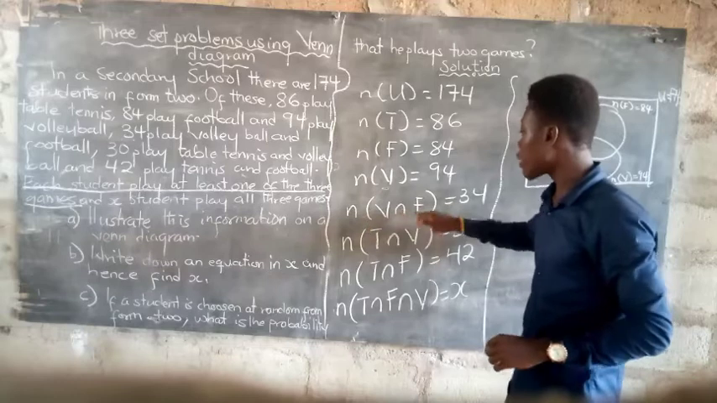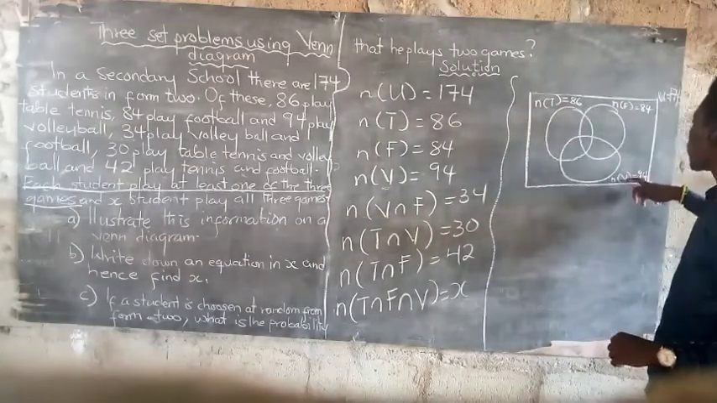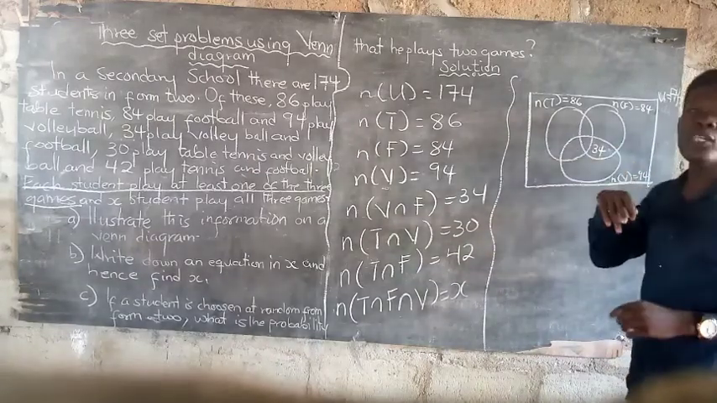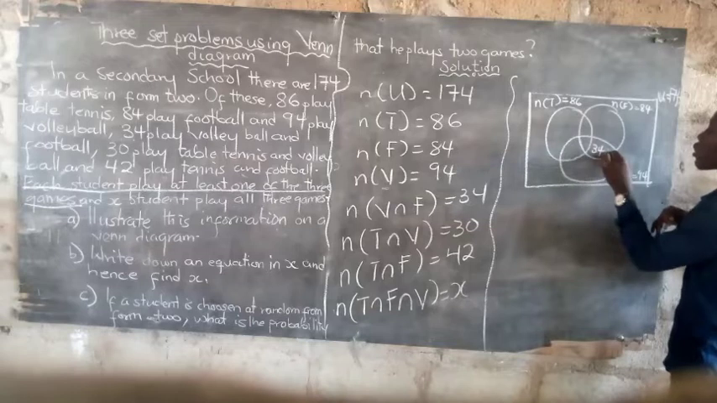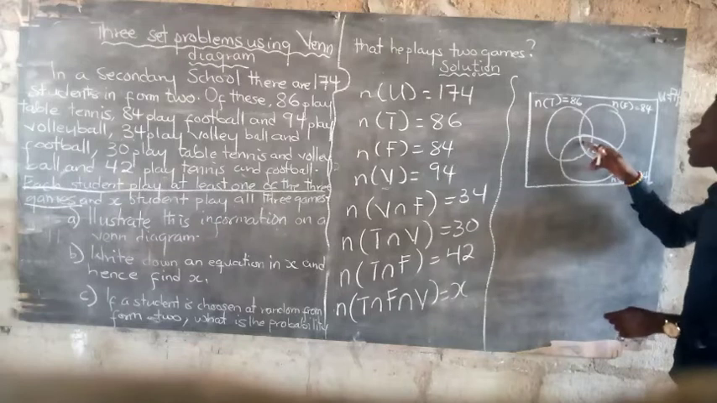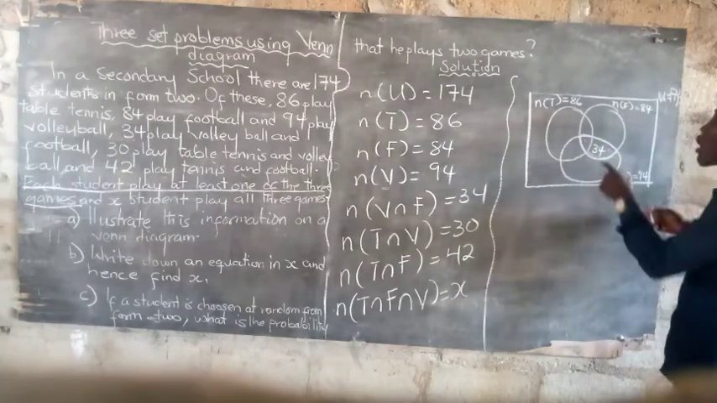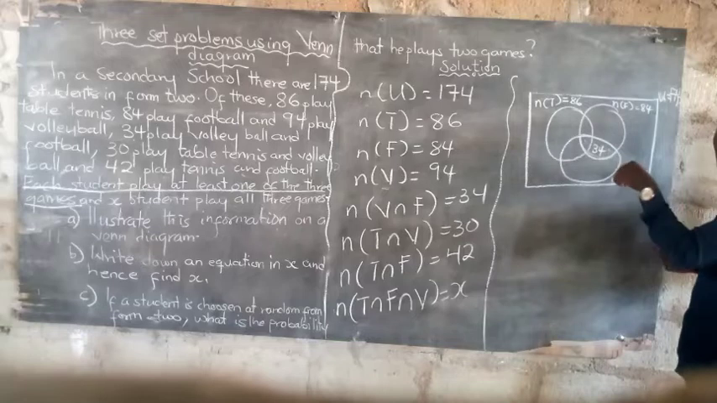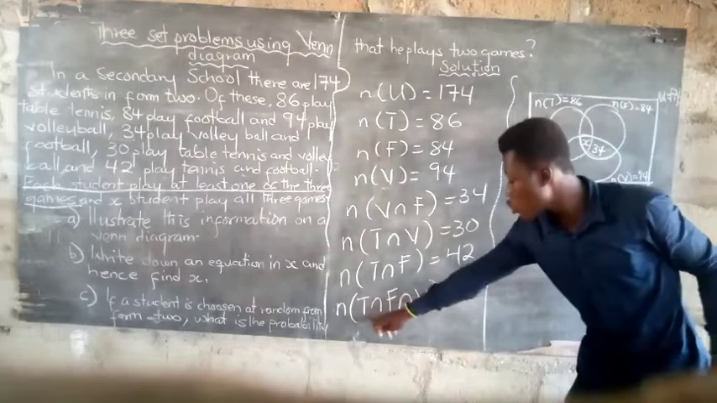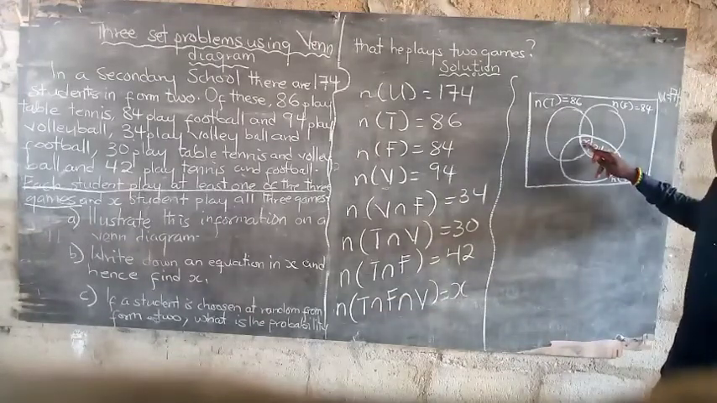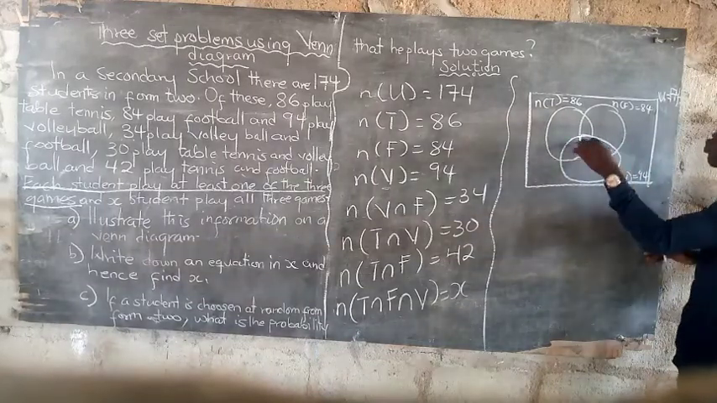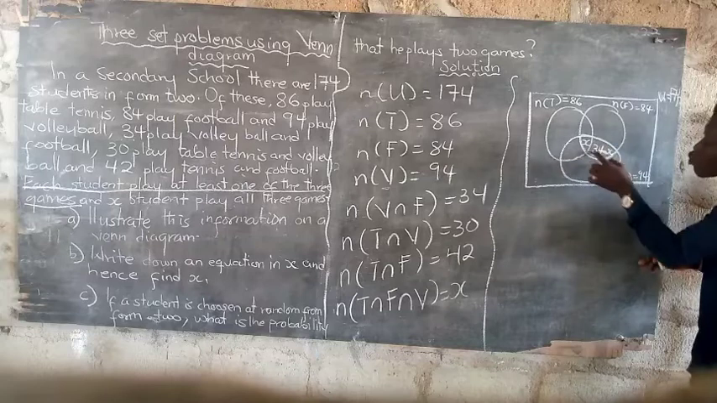Going further, we got to know that volleyball intersection football is 34. But remember, when they say volleyball intersection football, they mean the whole of this region. So for us to get the whole of this region is 34, but you can see that this particular region is found inside this region. So we have to always subtract this region from the 34 that is given to us. The intersection of all of them is X. So that means 34 minus X, because we have to subtract this one from the whole region before we can get this small region.